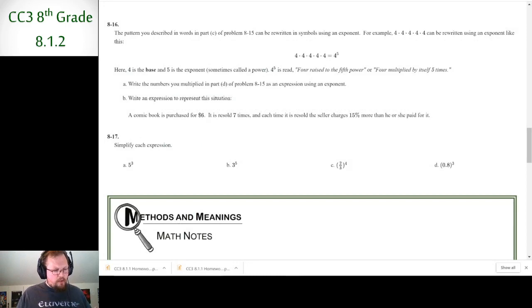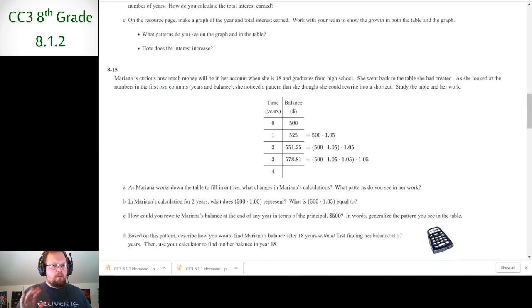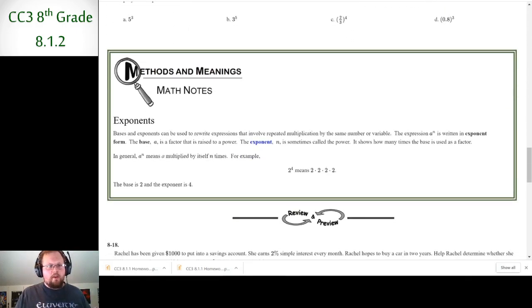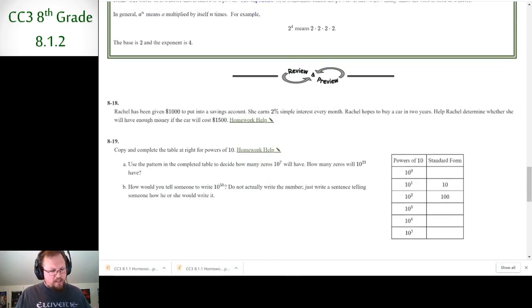So I want you to try 8-17. If you don't get the interest stuff with this equation, don't worry about it. This is very new and you are not expected to master that until way later in your freshman year. 8-18 is a simple interest problem, so use the formula we talked about.